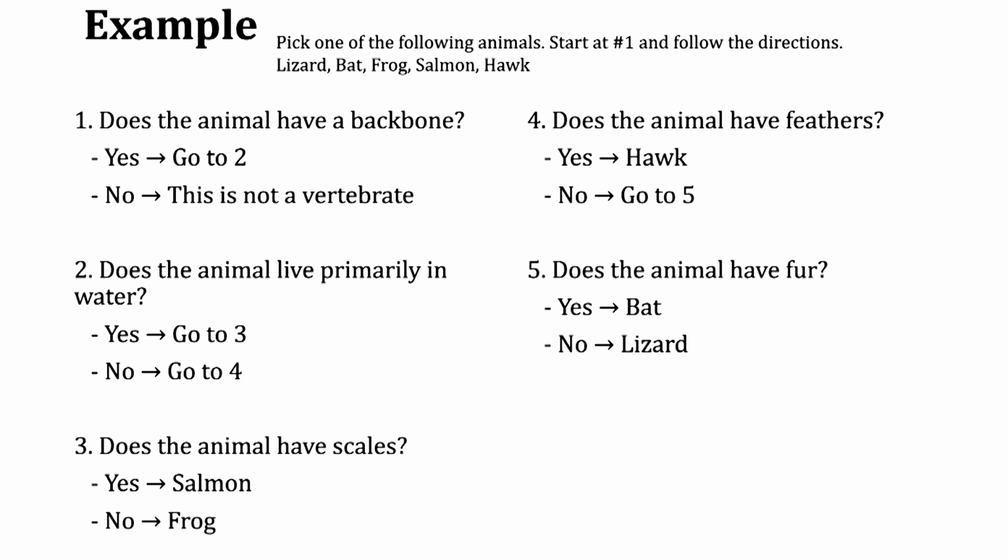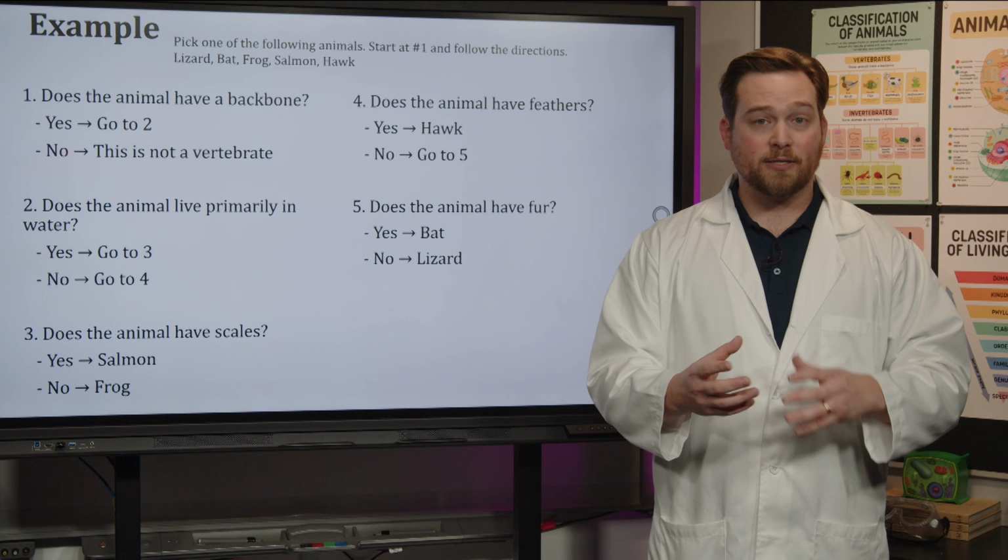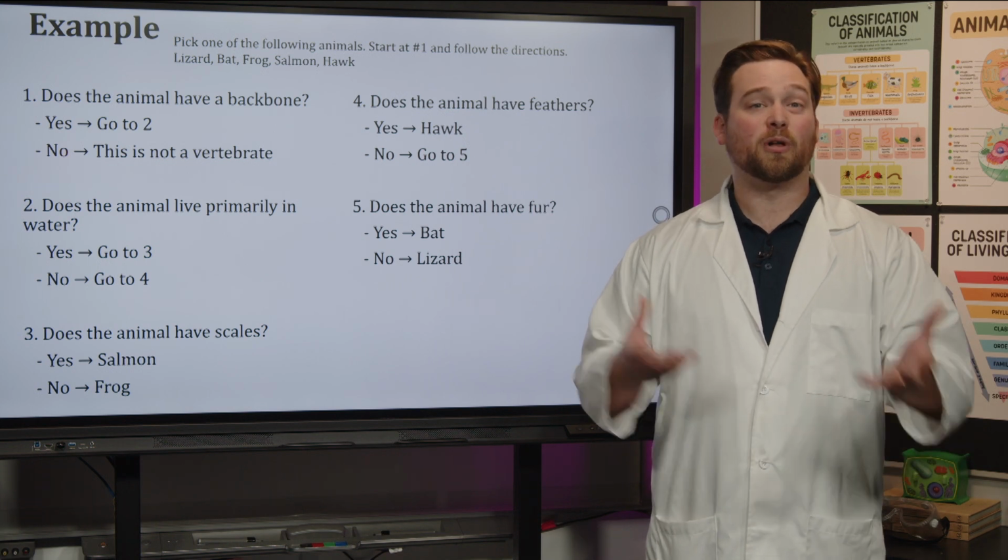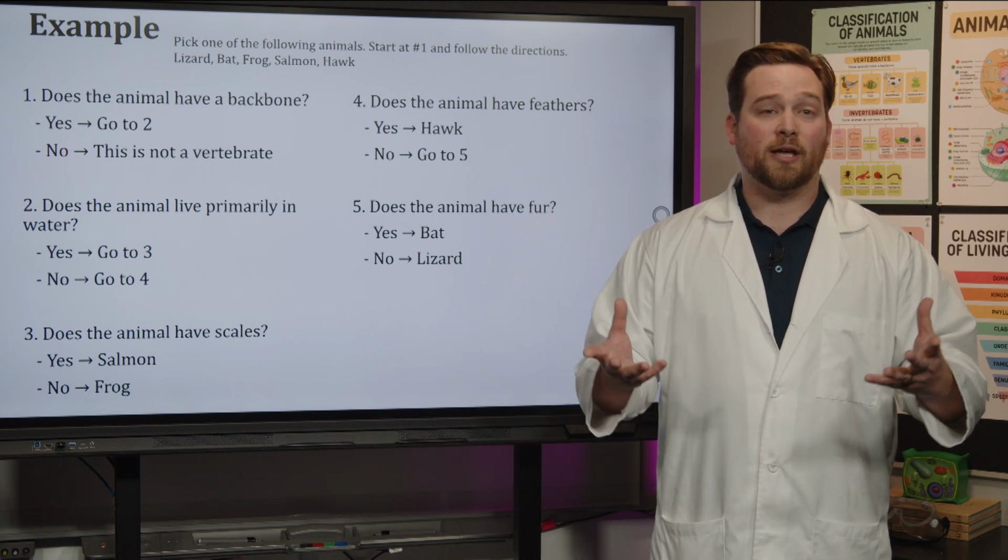Number 5 says, does the animal have fur? The lizard does not have fur, and so you can see there that we have correctly identified the organism as a lizard. Let's do one more of these. Again, this is the simple example, and we'll try a harder one here in just a moment.